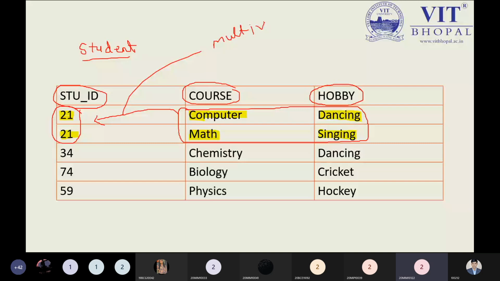Course and student ID. Your course will be the key attribute. Okay, and the other one? Hobbies and student ID. Okay, so why are we not taking any relationship between the course and hobby? Sir, because there is no dependency between course and hobbies. Okay, there is no functional dependency between the course and hobbies. So that's why we have this. You are on the right track.